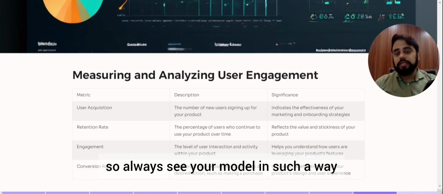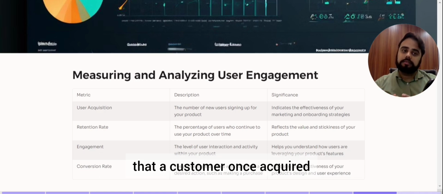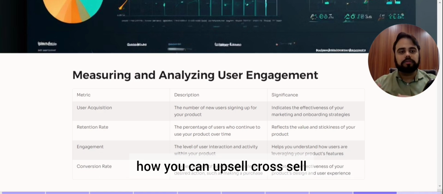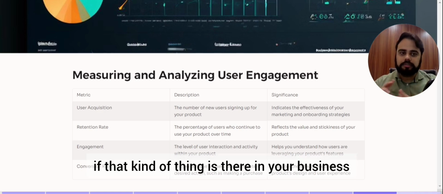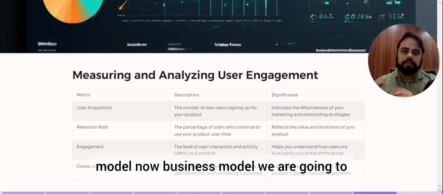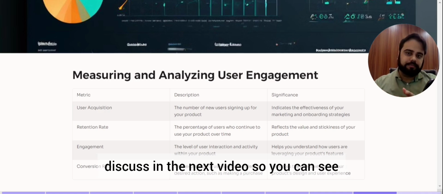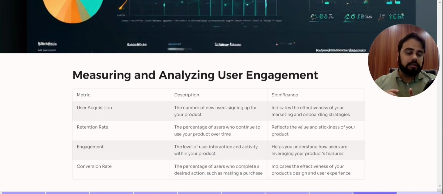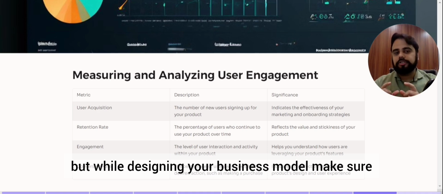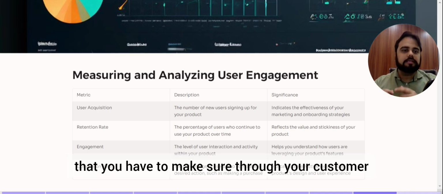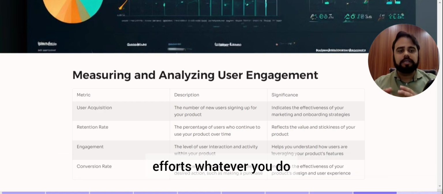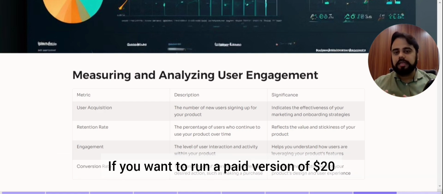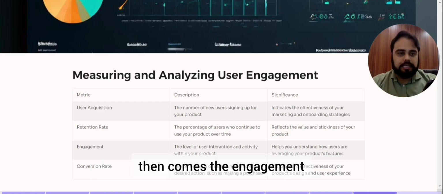So always see your model in such a way that a customer once acquired, how you can upsell, cross sell, or make them your subscriber. If that kind of thing is there in your business model, now business model we are going to discuss in the next video, so you can see what are the business models. But while designing your business model, make sure that through your customer feedback mechanism, marketing efforts, advertisement efforts, whatever you do, okay, then comes the engagement.